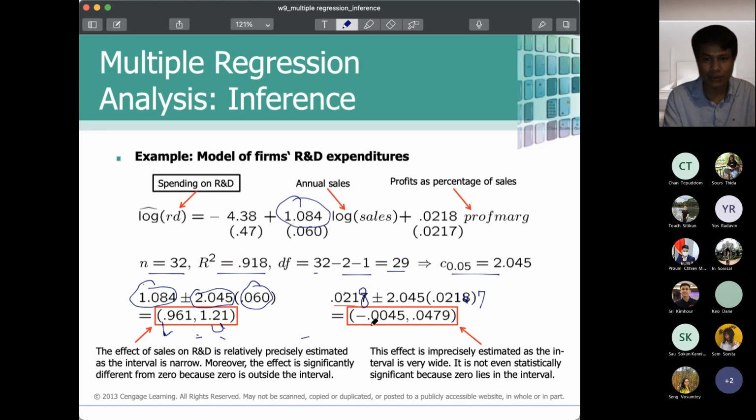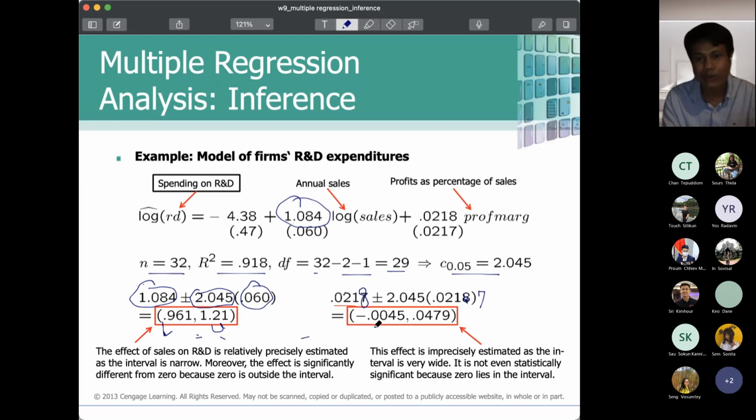You will obtain this value. The lower bound is minus 0.045. The upper bound is 0.479. You see, class, with this variable, what do you see? The lower bound is negative, the upper bound is positive. So it says that 0 is in this interval.